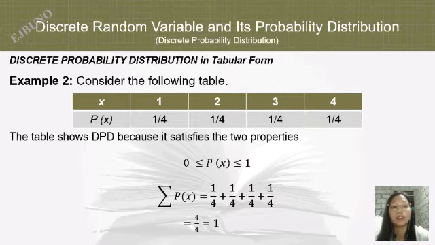So, in these slides, it satisfies the two properties. First, the probability of each value is between 0 and 1 inclusive. And the second, the sum of probabilities is equal to 1.